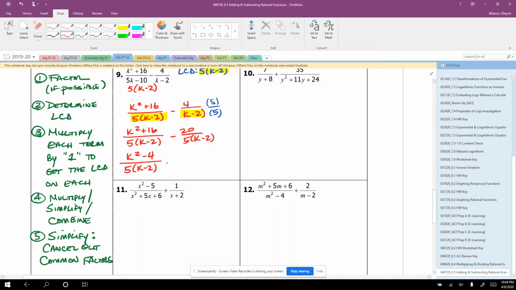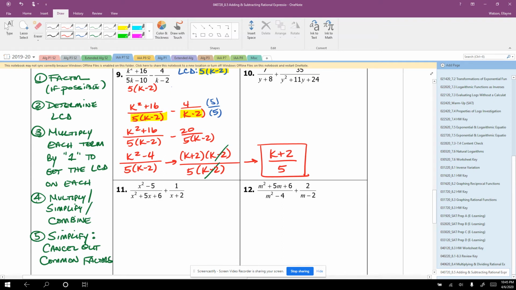So this becomes, the top is k plus 2 times k minus 2. The bottom is already factored out. And now we can see there is a common factor, so we cancel that out. And our final answer now is k plus 2 divided by 5.